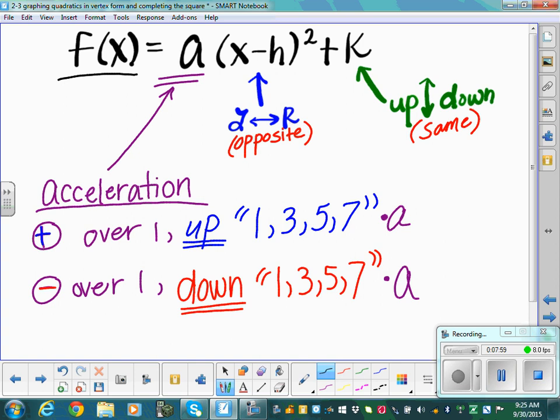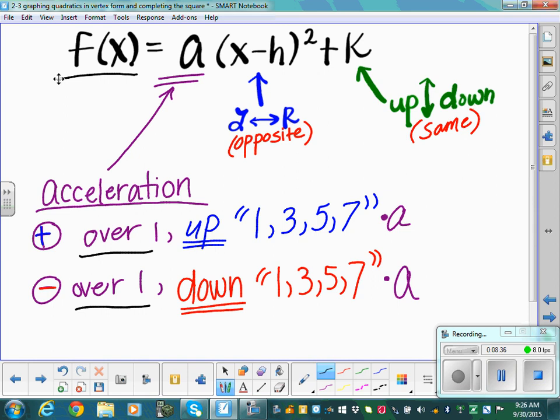If a is negative, you still go over 1. You always go over 1 both ways. And then instead of going up, you're going to go down 1, over 1, down 3, over 1, down 5, over 1, down 7. 1, 3, 5, 7. But you do have to multiply 1, 3, 5, 7 by a. So keep that in mind. Get that down. It's a pattern that happens with quadratics when graphing. It makes graphing pretty easy, especially if it's in vertex form. So we'll practice that. Now notice we always go over 1, whether it's positive or negative.